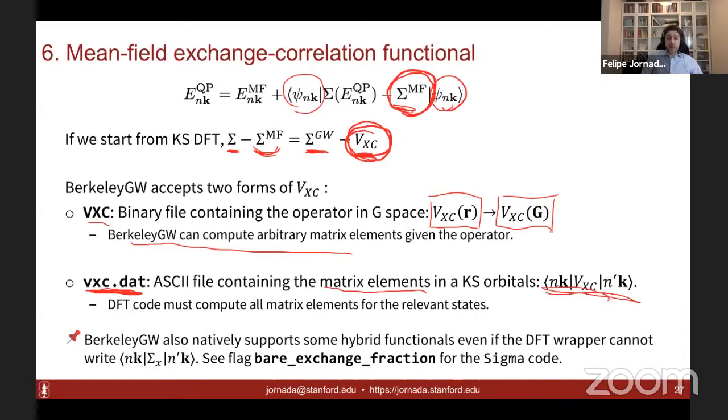So if your DFT code can compute those matrix elements for you, you can also provide them. One question is, how do we deal with hybrid functionals? If you're interested in doing calculations with hybrid functionals, please talk to one of the developers, because the question is how you can make sure that these exchange-correlation functionals actually include the non-local part of your functional due to the hybrid. So there are ways to do that, but it's not as straightforward.